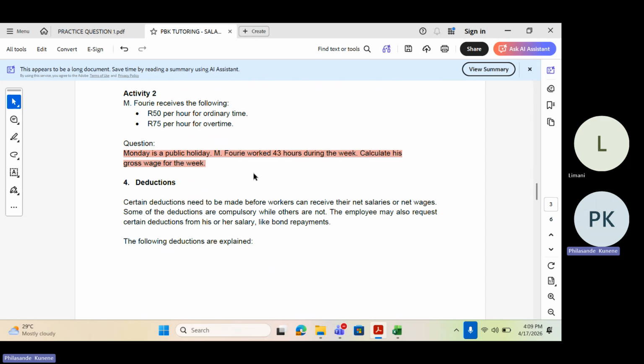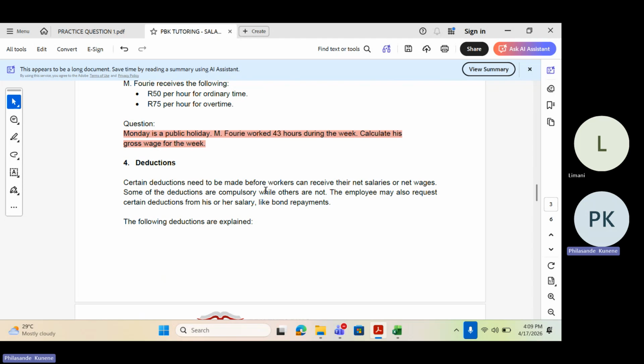So in a week, if there are 2 holidays, the normal time for the week will be 40 hours minus 16, right? Then we're going to end up having how many hours? We're going to end up having 24 hours for that week, which is the normal time. So 8, 16, 24, only 3 days is normal time. So you must be careful on that.